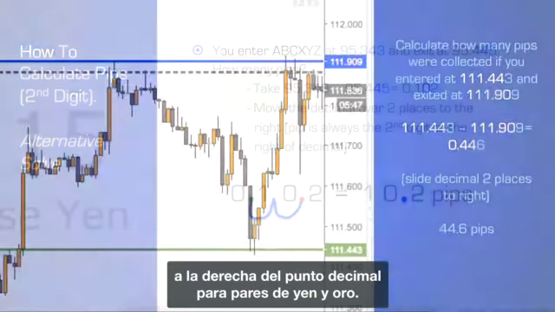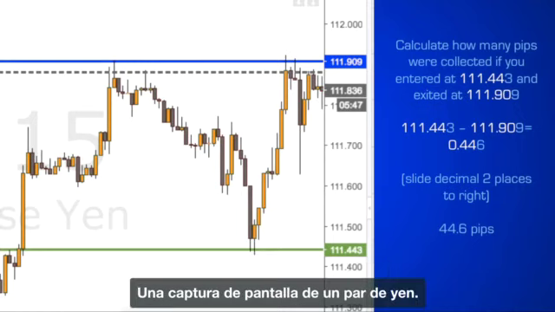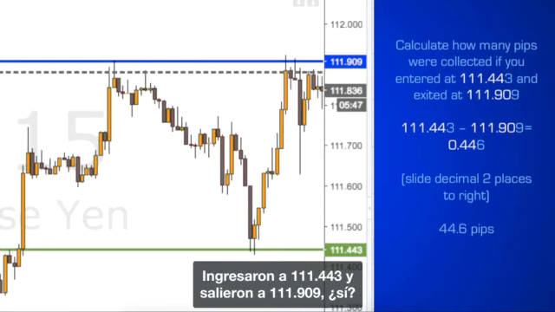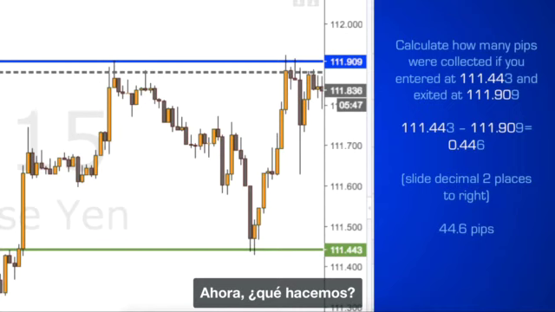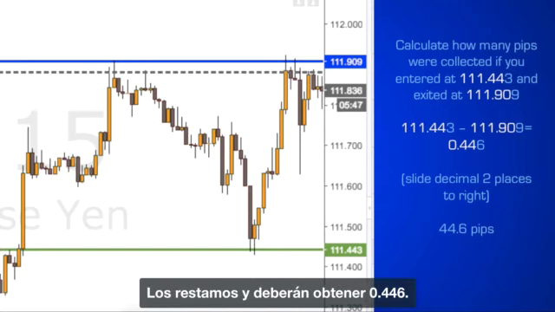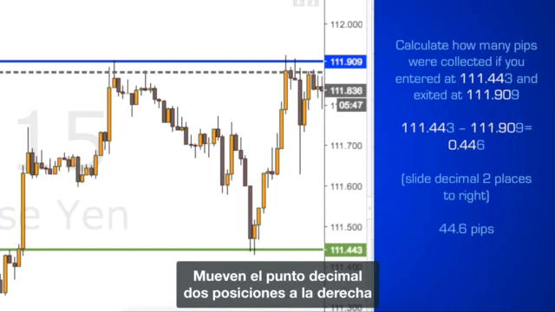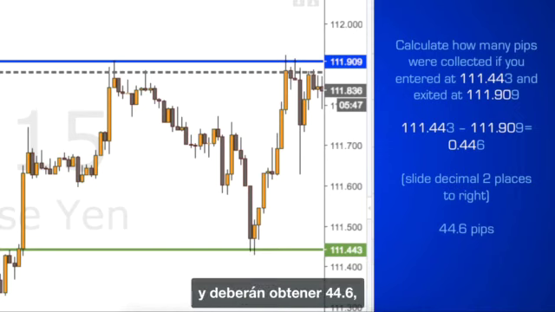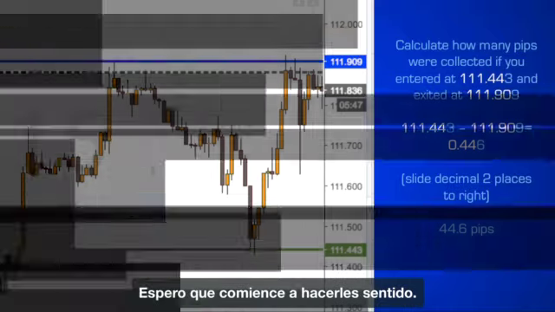pairs. So here's a screenshot of a yen pair. Notice right here where it says where you entered. You entered at 111.443 and exited at 111.909. Okay? Now, what do you do? You subtract them and you should get 0.446. If you slide the decimal 2 places to the right, you should get 44.6 pips. Hopefully this is making sense. Hopefully it's starting to make sense to you.